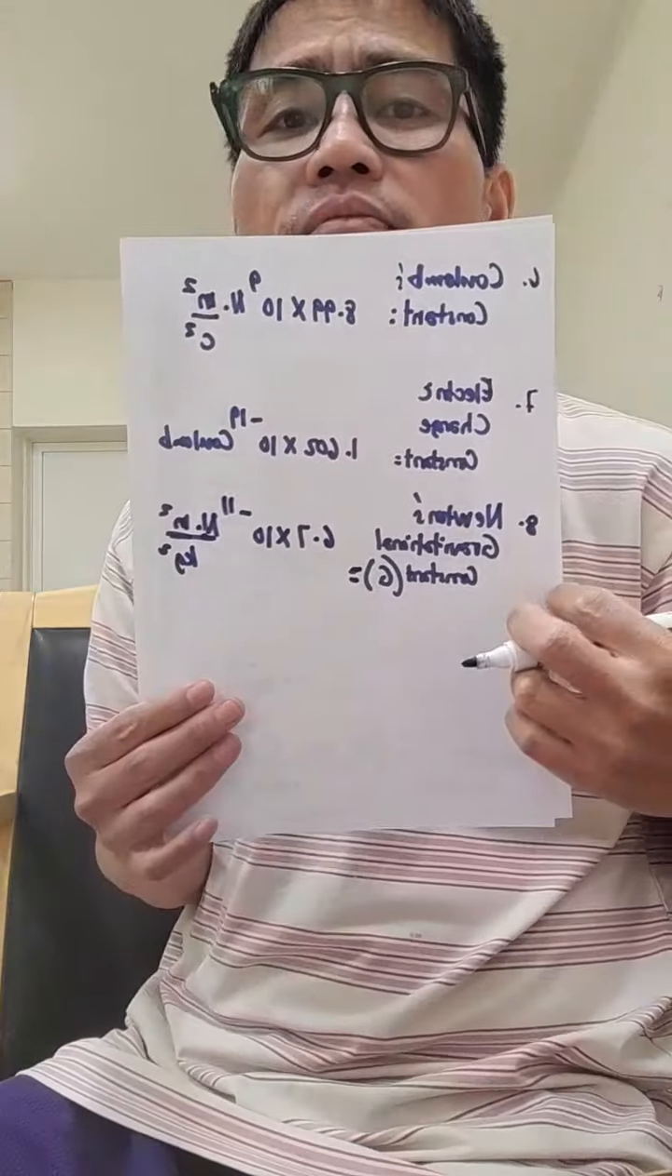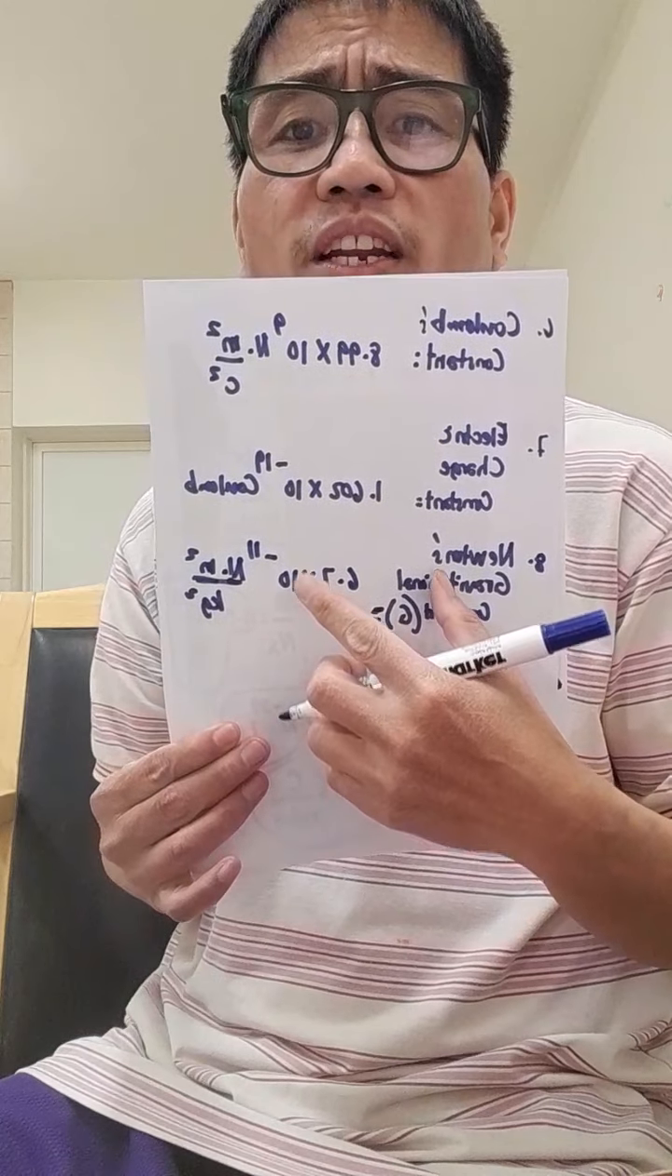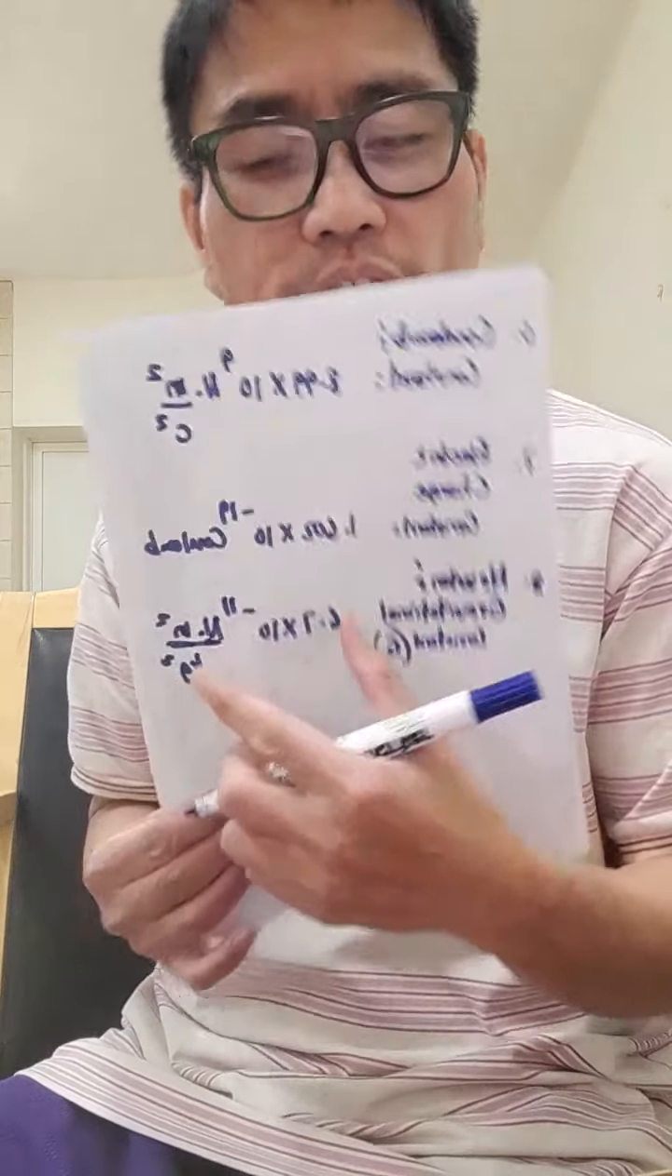So our G is equal to 6.7 times 10 to the negative 11 Newton meter squared per kilogram squared. 6.7 times 10 to the negative 11 Newton meter squared per kilogram squared.